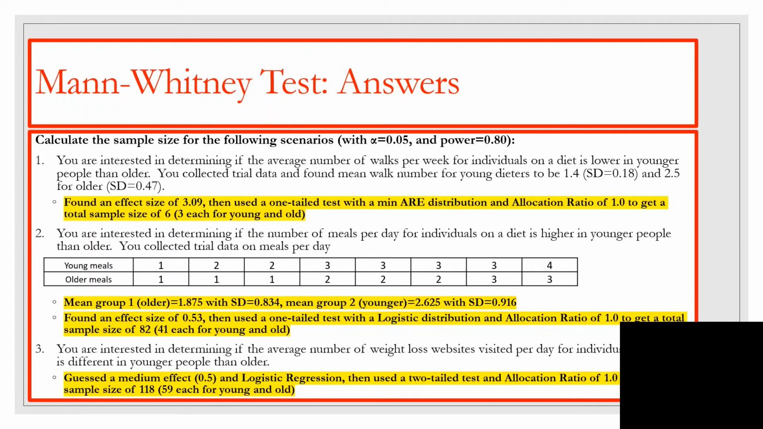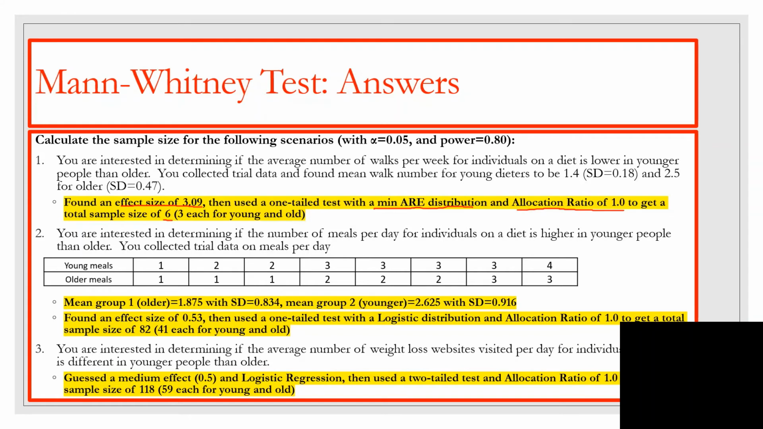So for the first question, we're given standard deviation, given means, and it looks like there's an equal number of young and old persons, so we'll have an allocation ratio of 1. Get effect size with that mean and standard deviation information. I'll go with a min-ARE distribution to be conservative. We find a total sample size of 6, 3 for each.